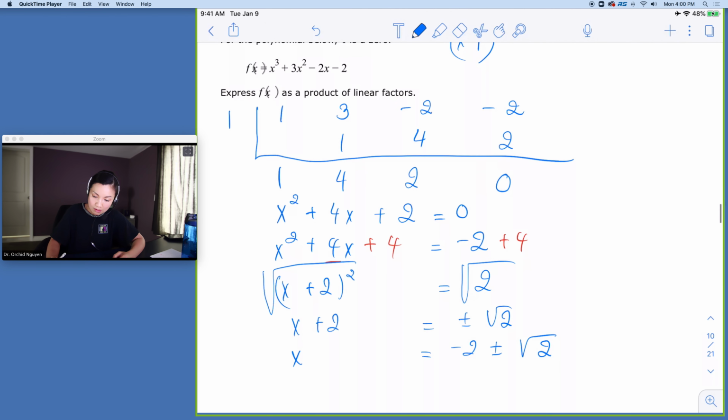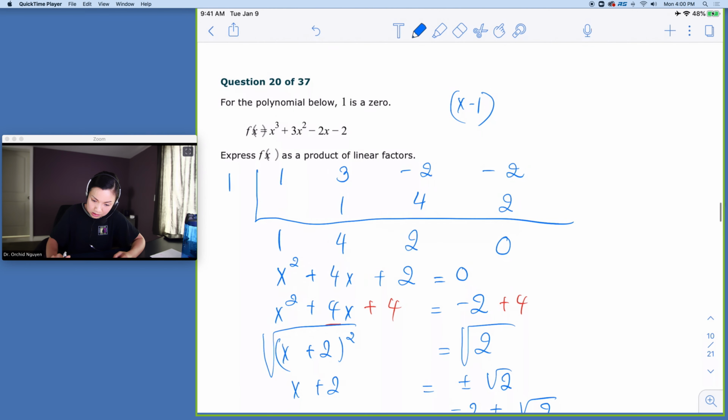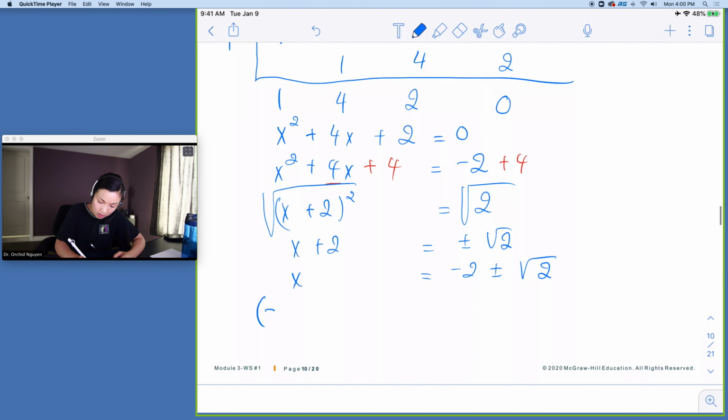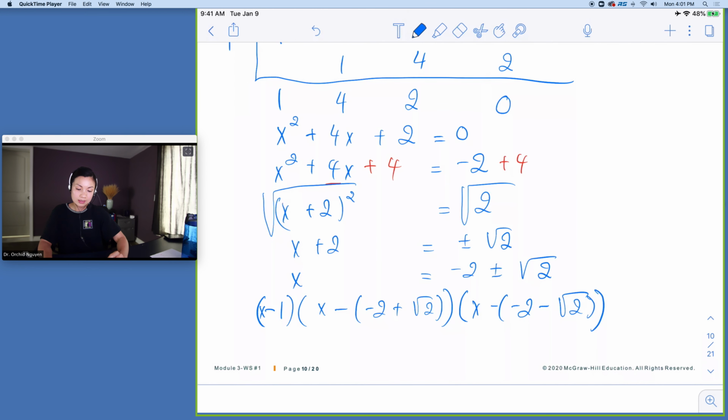Okay, now I'm going to write all the factors. The first factor I have is 1, so x minus 1. And then from there, I have x minus (-2 plus square root of 2), and x minus (-2 minus square root of 2). Okay, so we have 3 solutions.